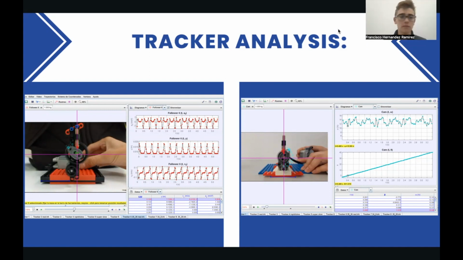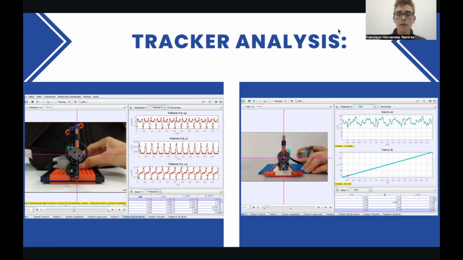This is where Tracker comes in. Tracker is a software which bases itself on locating a specific point on a specific part of an object throughout different frames of a video. And through it, we can obtain and modify the different columns to obtain, for example, in the case of the follower on the left, the position in Y, the velocity in Y, and the acceleration in Y. And you can see that the results are pretty consistent. We can see that it has a period and the pattern repeats itself, which is characteristic of a cam and follower mechanism.